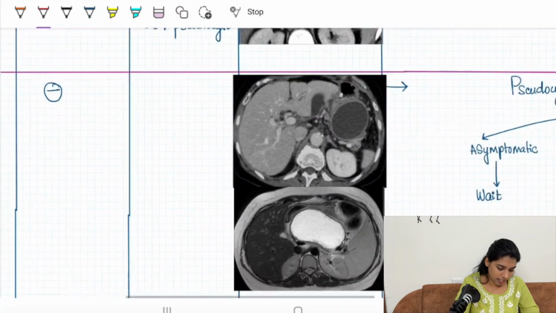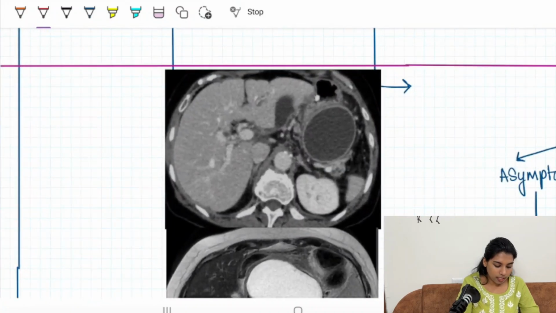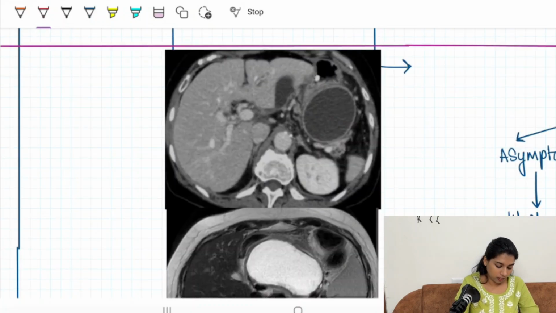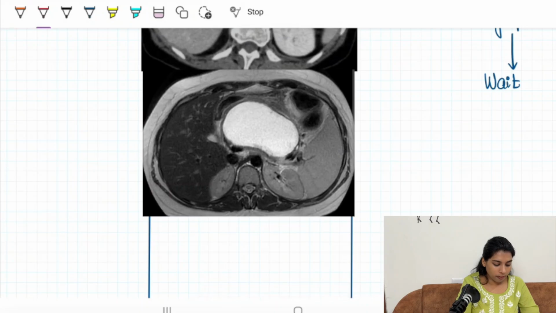Coming to the case scenario. In this case, we can see a fluid attenuating collection which is encapsulated, and this fluid will have a HU less than 20. We can confirm this on MR, where we can see a T2 intensely bright lesion, similar to a fluid signal. However, there are no T2 hypointense contents within the collection, right? So this is a typical example of a pancreatic pseudocyst.